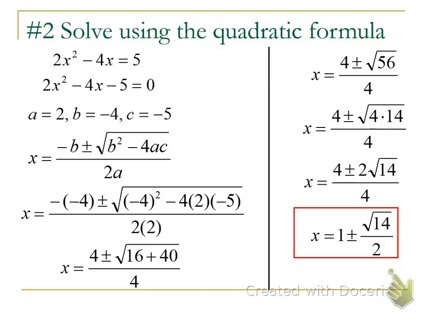So in order to find my 2 decimal answers, I would take 1 plus the square root of 14 and then divide by 2. And I would also take 1 minus the square root of 14 divided by 2 to get my 2 answers. And if you found those, you would get that x is about 2.9 and x is also about negative 0.9.